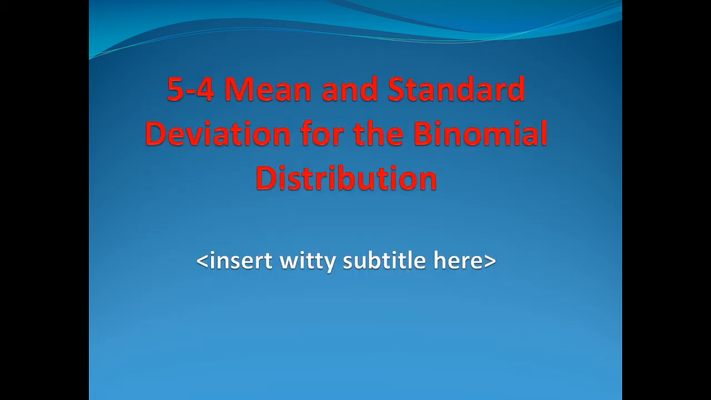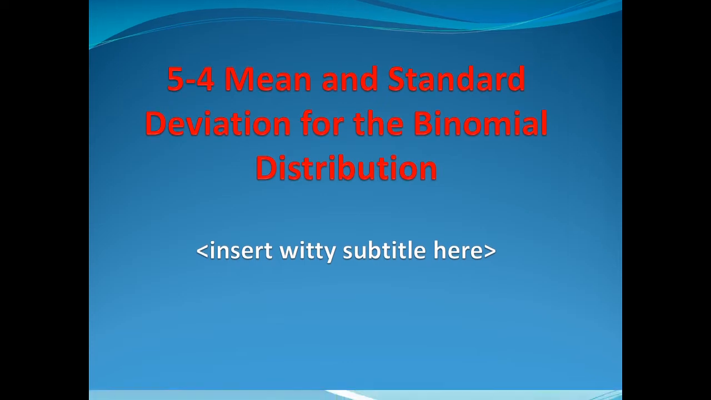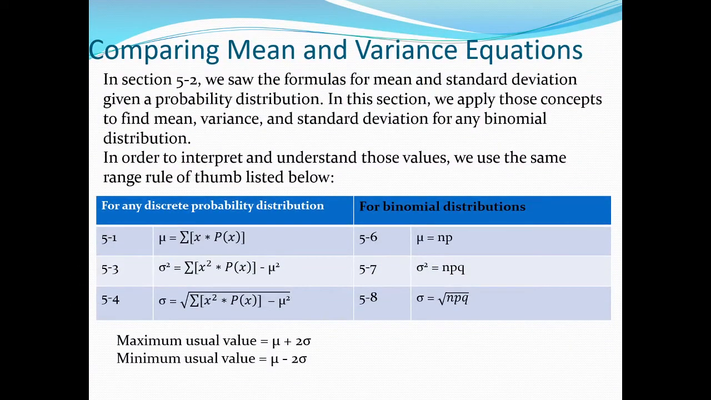So this is going to be the fourth section of the fifth chapter of stats, which is on the mean and standard deviation of a binomial distribution. You'll see that this is kind of related to something we did a while back. If you don't remember, we have mean, standard deviation, and variance that we can do for distributions.